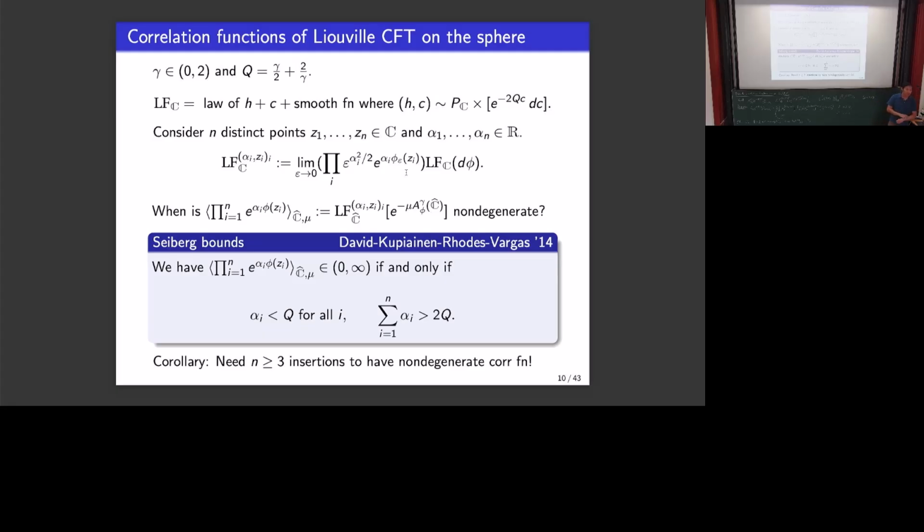Maybe a comment about the 3 points. If you want to find a metric of negative curvature on the sphere, you need to put at least 3 conical singularities. So this is the kind of analog that I think Antti was saying. Right, yeah. The sum of the alphas being bigger than 2q is really to overcome the topological obstruction on this problem. If you want to find a metric with conical singularities, you have a topological obstruction like the Gauss-Bonnet theorem. And this condition on the sum of the alphas is really to overcome this Gauss-Bonnet obstruction. Yeah, there's a lot of different perspectives about this bound.